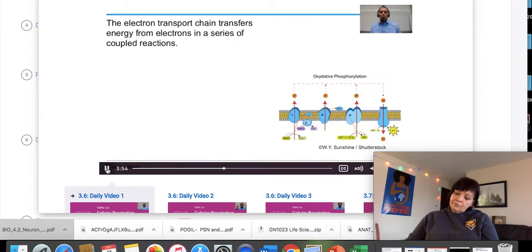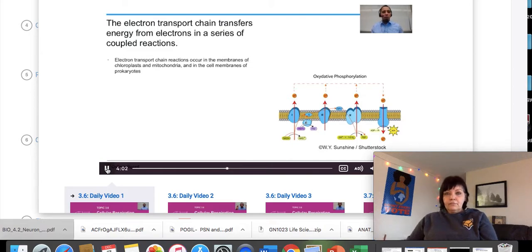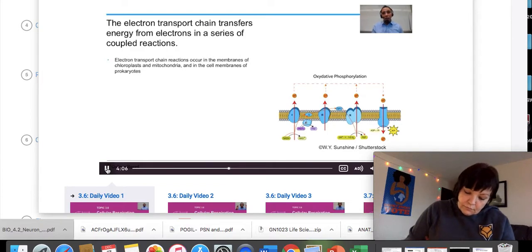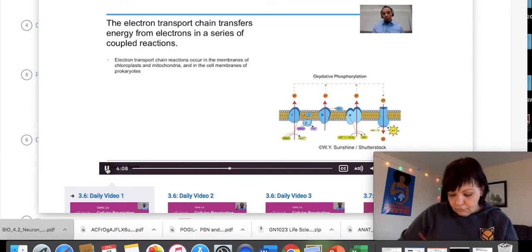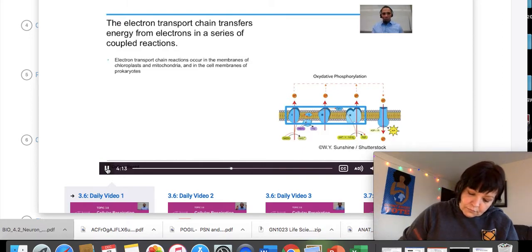And so let's talk about electron transport first. So the electron transport chain transfers energy from electrons in a series of coupled reactions. And so essentially what the electron transport chain does, the reactions occur in membranes of chloroplasts and mitochondria and in the cell membranes of prokaryotes. And so there again, in that blue box, I'm showing you the electron transport chain.